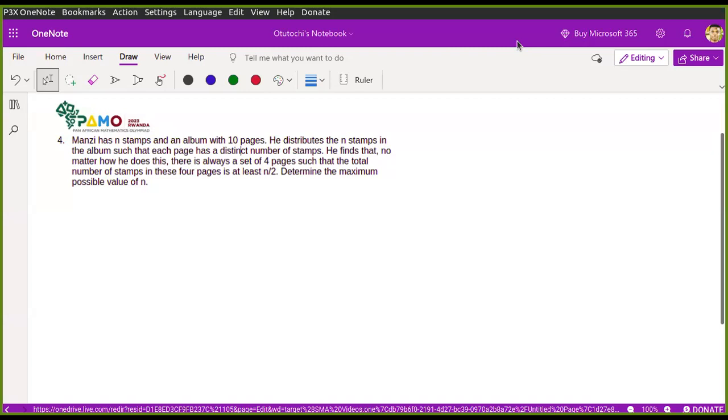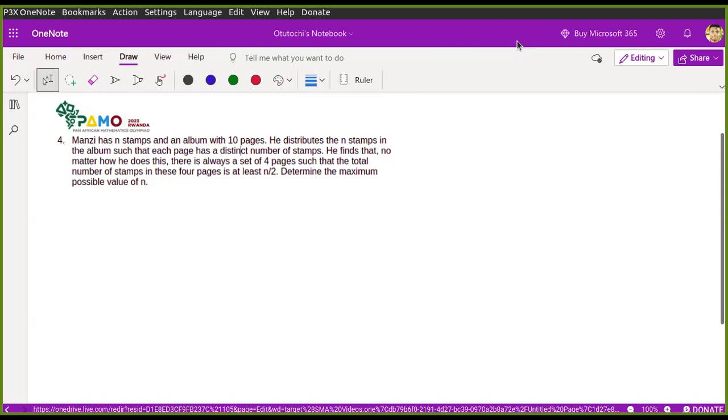So here we are told that Manzi has n stamps and an album with 10 pages, and he distributes the n stamps in the album such that each page has a distinct number of stamps. He then finds that no matter how he does this, there's always a set of 4 pages such that the total number of stamps in these 4 pages is at least n over 2. And now we are asked to determine the maximum possible value of n.